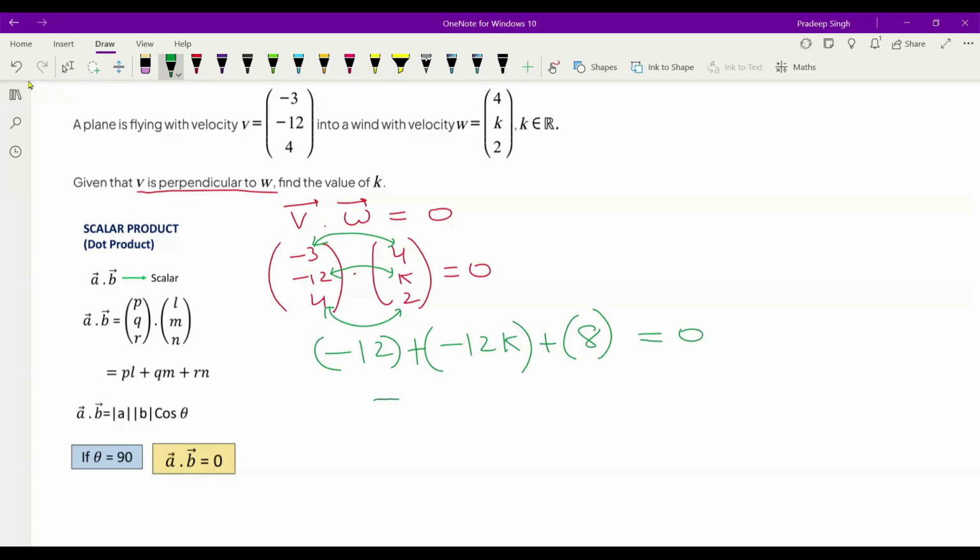So let's simplify this. We get -12 - 12k + 8 equals 0. Hence, we can write 12k is -4. This implies k is -4 upon 12, which is equal to -1 by 3. And that's the answer for this question.